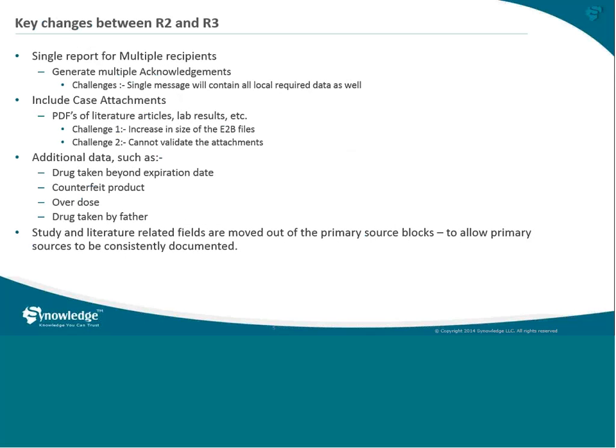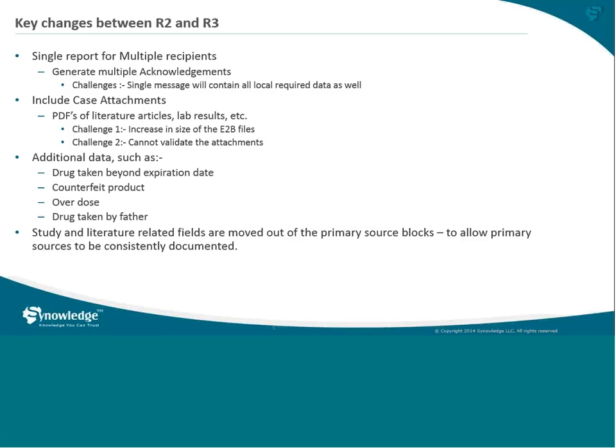Carrying on from the previous slide, these are the key changes comparing R2 and R3. A single report will be distributed to multiple recipients, and thus this will generate multiple acknowledgements. The challenge over here is that a single message will contain all the local required data. And R3's biggest change is that it supports attachments apart from the XML file. This can be anything, PDFs or Word documents or image files such as JPEGs. So here the challenge would be the size of these attachments. It cannot be controlled. It can be a huge file sometimes.